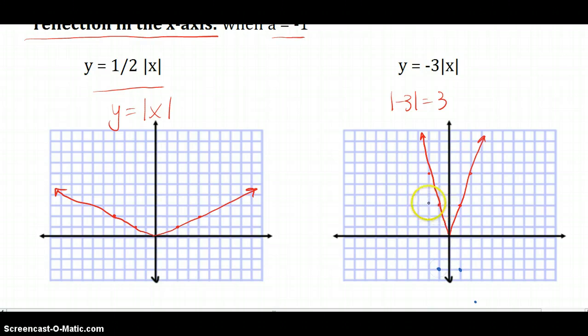So instead of being 1, 3, it's now 1, negative 3. You're going to flip it over the x-axis. So now your V is going to look like that, and that is your final product. Because this is negative, you have to flip it over the x-axis.